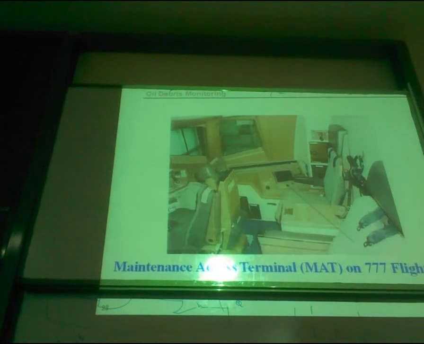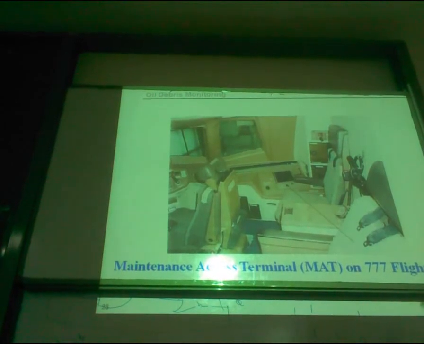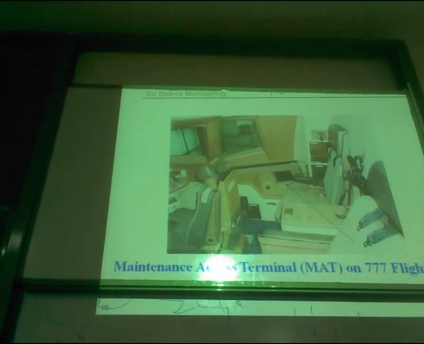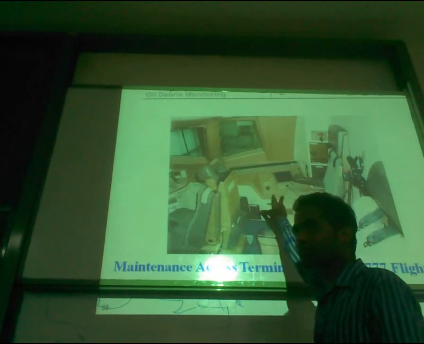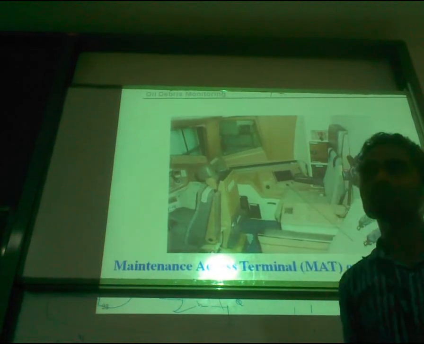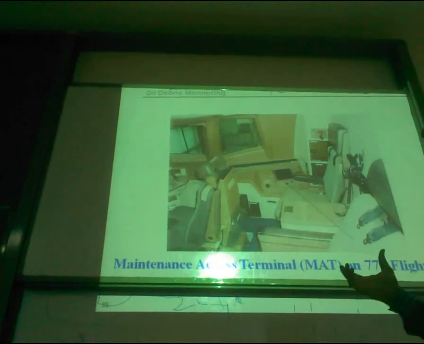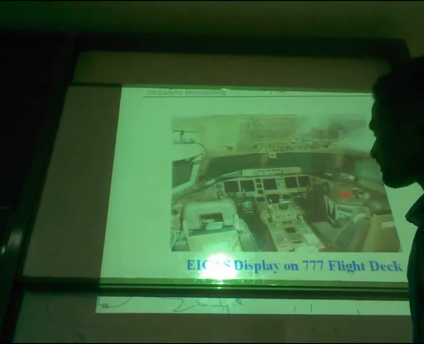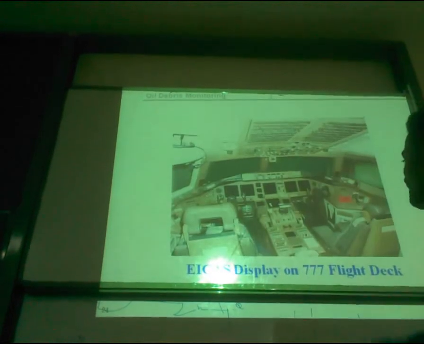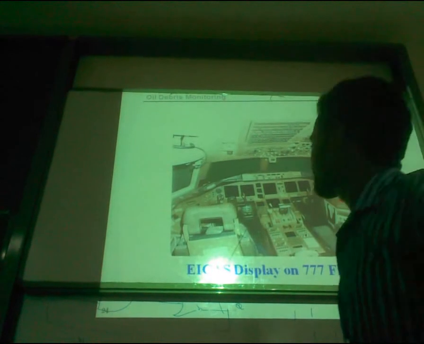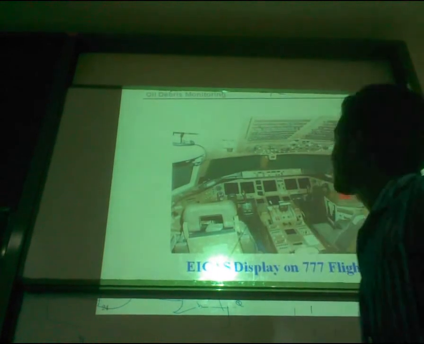engine condition. This is the maintenance access terminal in the 777 flight, that is Boeing 777. From here you can monitor your device level, means you can see the condition of the engine. And this is the display of the EICAS display on the 777 flight deck.